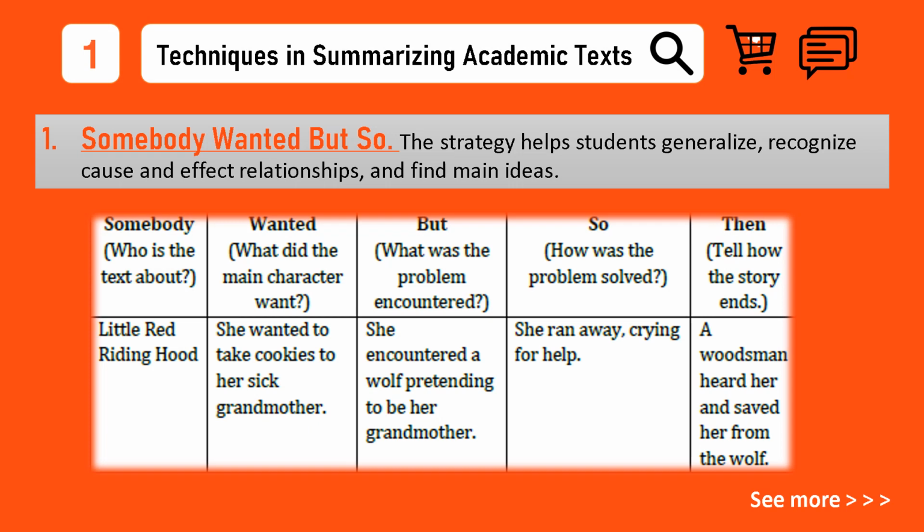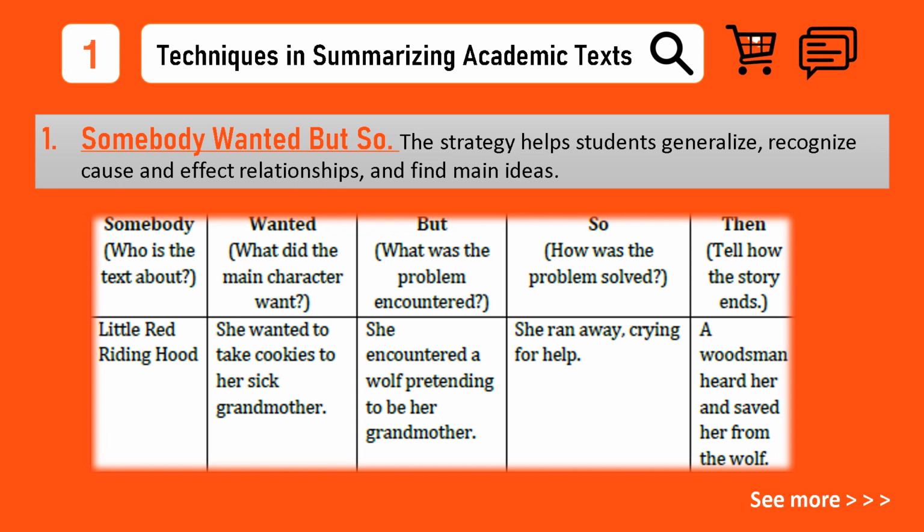Wanted answers the question, what did the main character want? Going back to the example above, in the story of the Little Red Riding Hood, she wanted to give her sick grandmother some cookies. Next is but. It answers the question, what was the problem encountered? In the same text, Little Red Riding Hood encountered a wolf which pretended to be her grandmother.